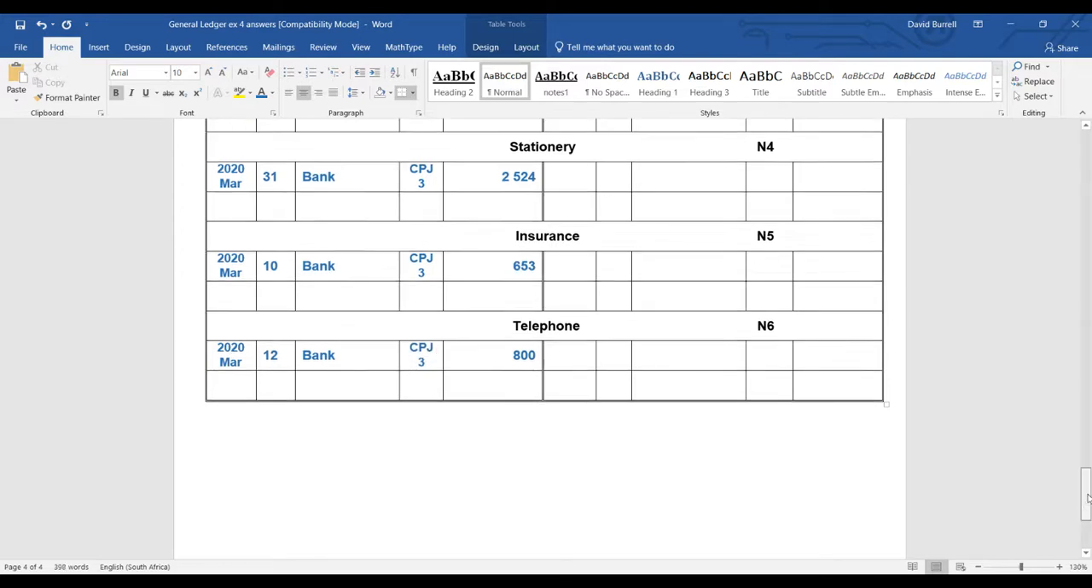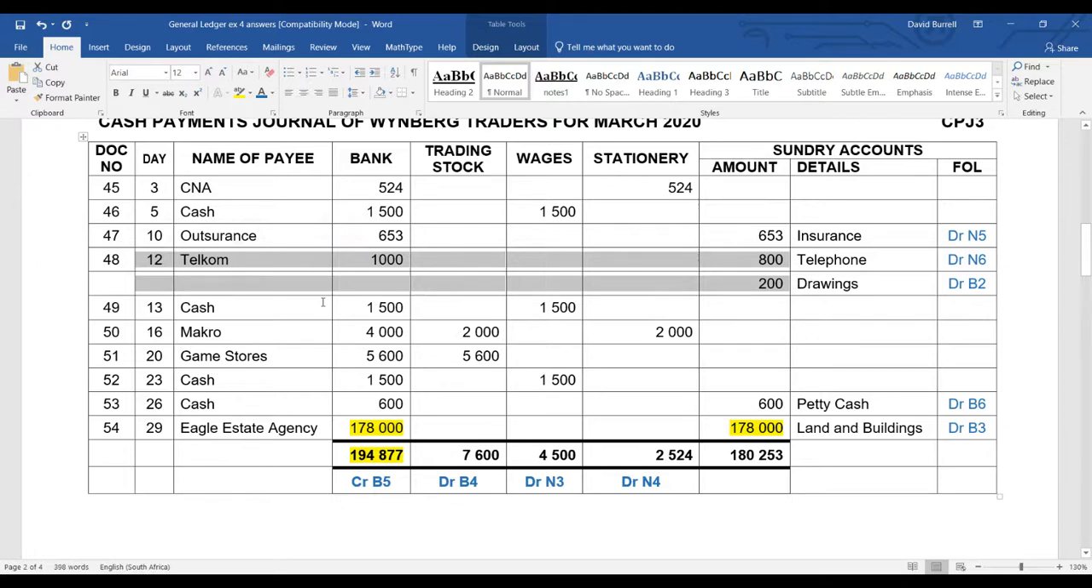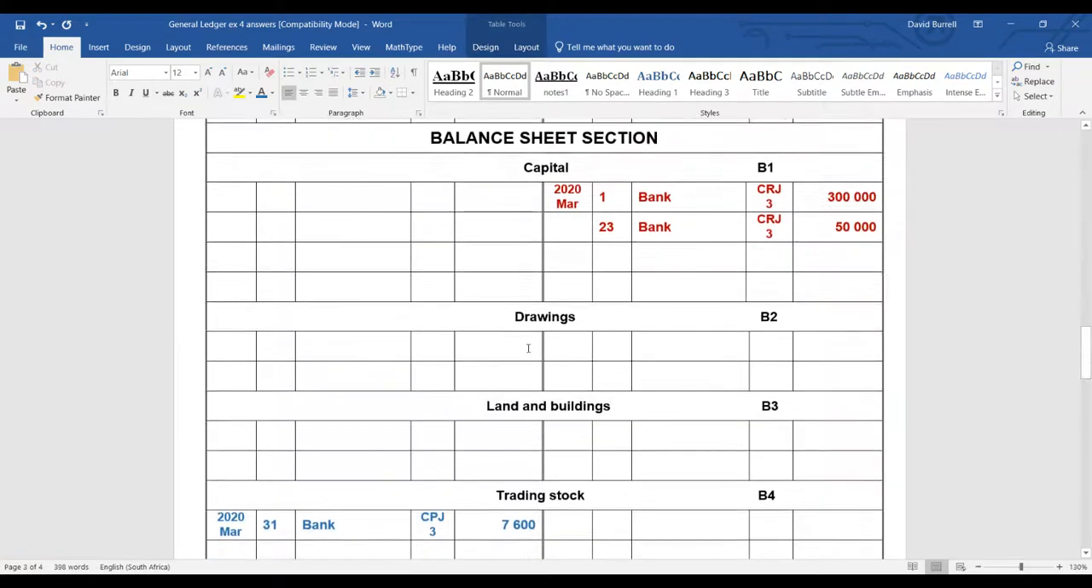Okay, so we are just making our way through the sundry accounts column in the cash payments journal. Here's the next one. Drawings of 200 Rand to the debit side of account B2, our drawings account. And what's the date? If we go across there, it's still part of that transaction when we paid money to Telkom with document or check number 48. And we would have paid probably the business telephone account as well as the owner's personal telephone account. That's why it's two things being paid with one check. So anyway, we're dealing with the drawings, 200 Rand, debit side of account B2.